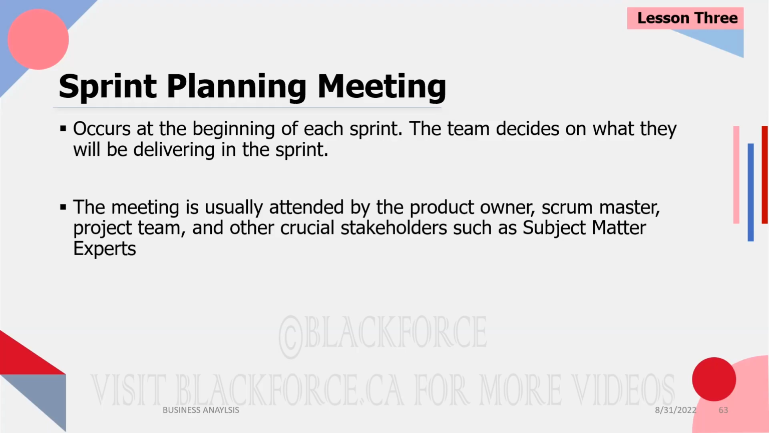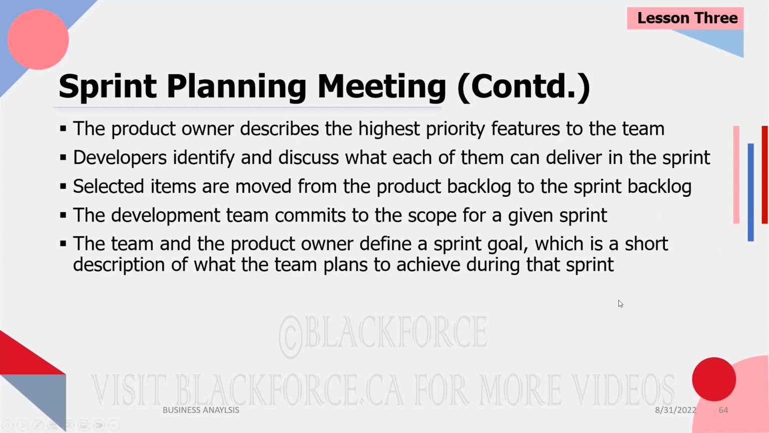Who attends the meeting? The product owner, scrum master, project team, and other crucial stakeholders such as the subject matter expert. They all come together to attend the sprint meeting to talk about, okay, in the next 2 weeks, this is what we plan to achieve. Okay. The product owner or the BA describes the highest priority features to the team. Based on everything that's left to be built, these ones are the highest priority.